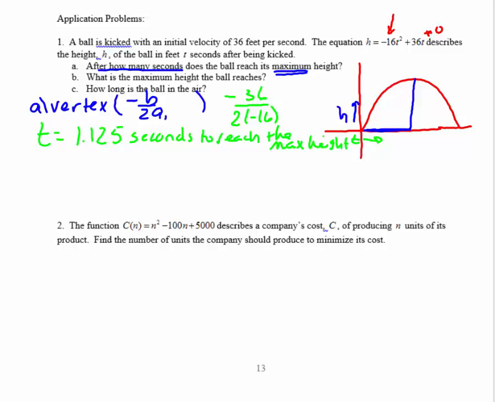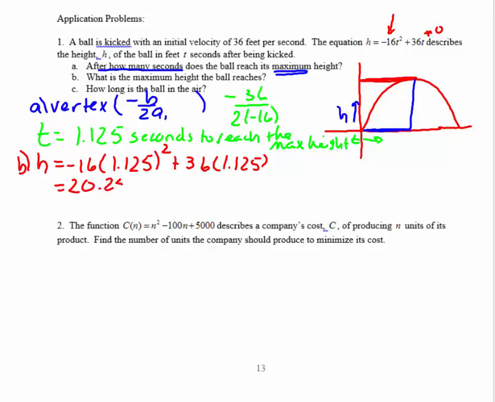Okay? Part B. What is the maximum height? Well, that's when you plug the t back in. That's going to give you the maximum height. So part B is when you have h equaling negative 16 parentheses 1.125 quantity squared plus 36 times 1.125, because this is the maximum height, and now we're looking for the y part of the vertex. When you do that into your calculator, you're going to get 20.25 feet. So the maximum height is 20.25 feet.